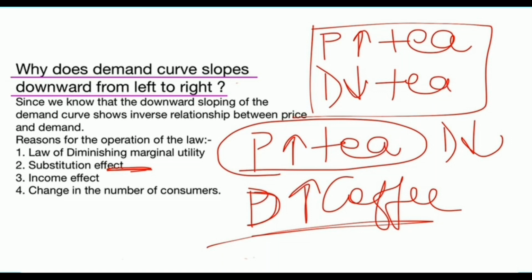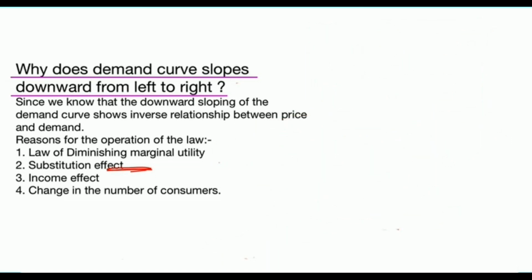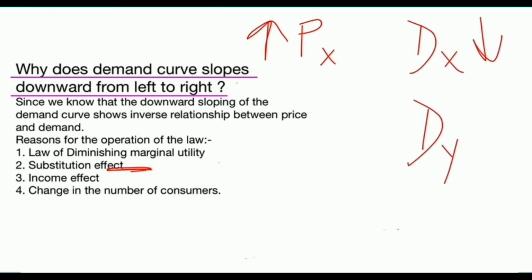We can write it in this manner: the price of X increases, so the demand for X decreases, and the demand for Y, that is our coffee, increases at the same price of coffee. So the substitution effect can be explained in this manner. I hope you have understood.